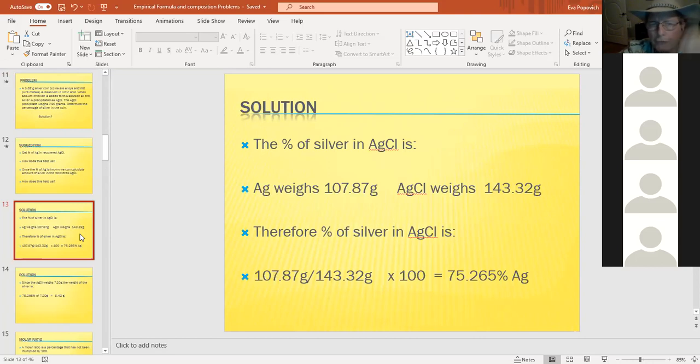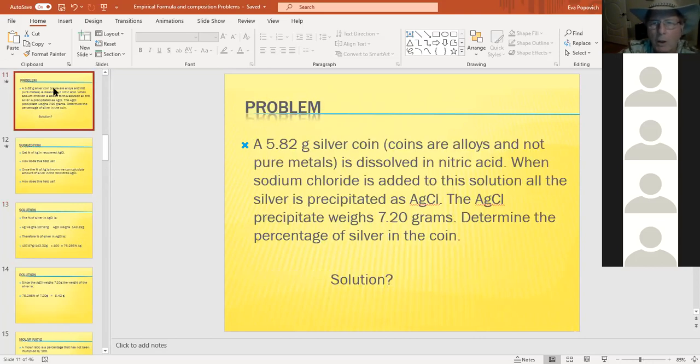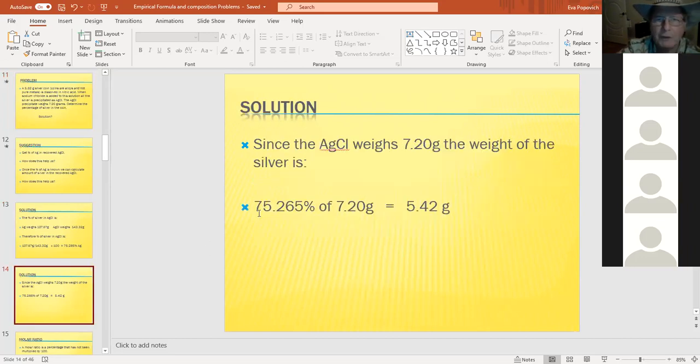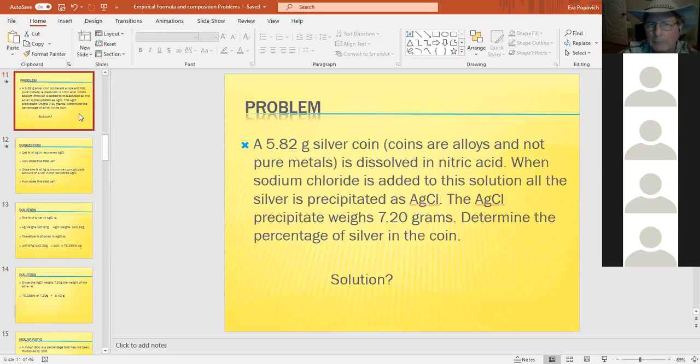Okay. So what are you going to do with that 75.265%? You're going to multiply that by 7.20 grams. And that will give you the grams of silver, right? Yes. So once you have the grams of silver, then what are you going to do with the 5.42 grams of silver? You're going to do something with it.